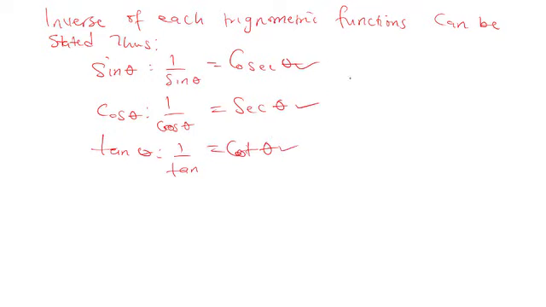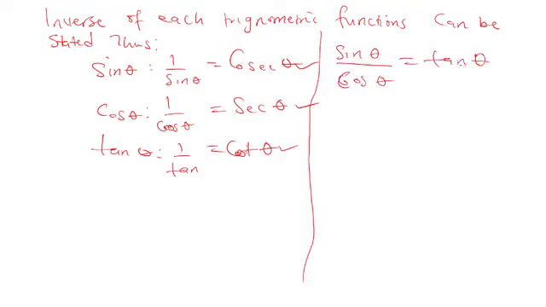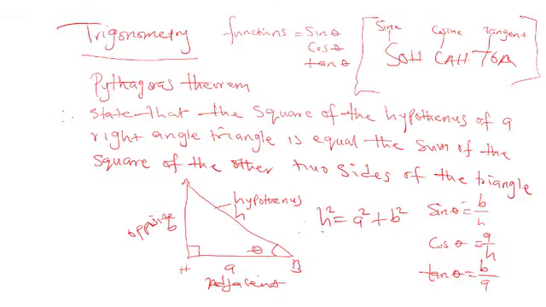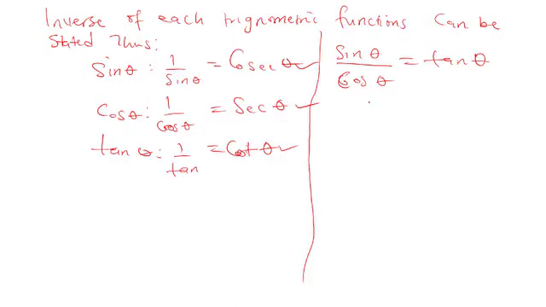With this, I'd like us to also note that sine theta over cos theta is equal to tan theta. Now let's prove it. We had sine theta to be B over H. Sine theta is equal to B over H. We had our cos theta to be equal to A over H.